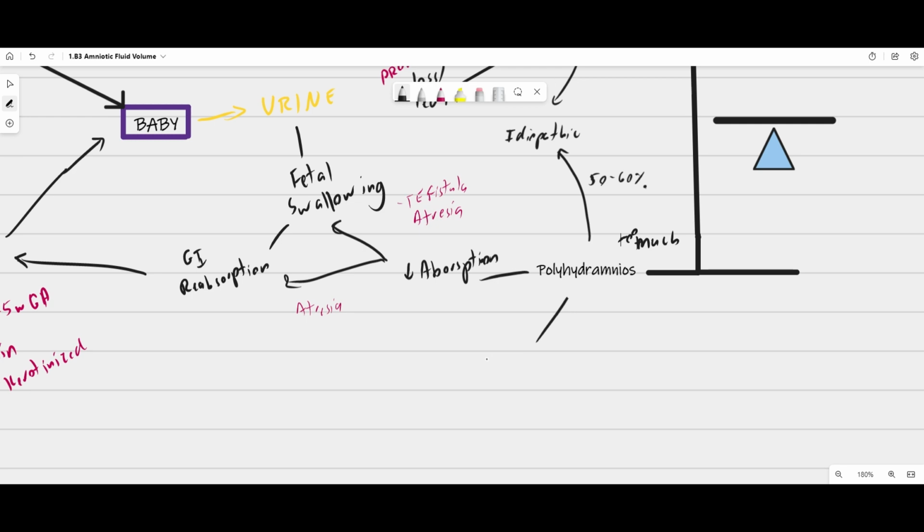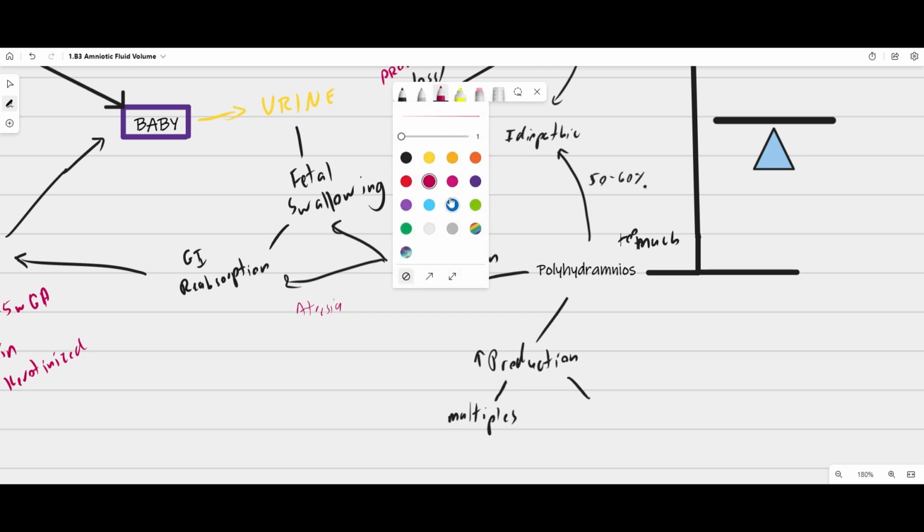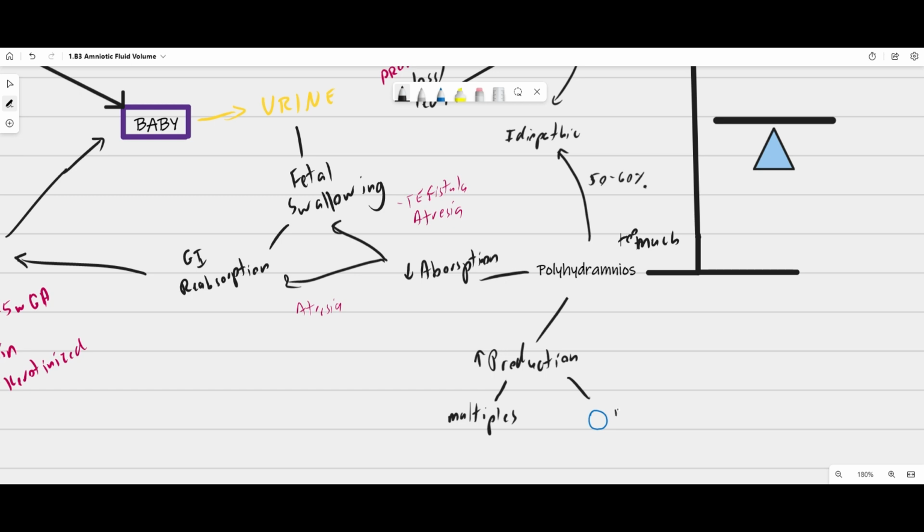And our last one is increased production. This can be caused by a few things. So multiples, having more than one baby. So you have a couple babies in there, they're peeing, they're filling that sac up, there's not a lot of space for it. So we got to watch out for that. Another good one is maternal diabetes is listed as a possible cause. So we have a blue circle for diabetes. So anything like that can cause any of those problems.